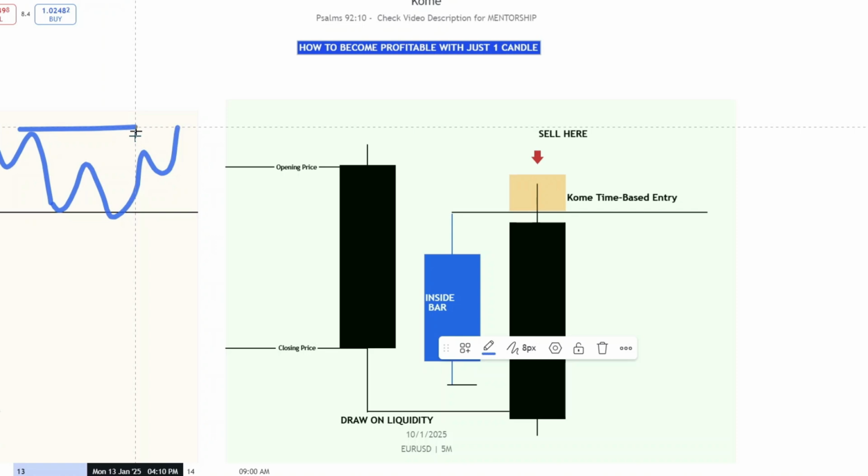So what happens if Wednesday did not push price, did not reverse? Expect the reversal on Thursday.